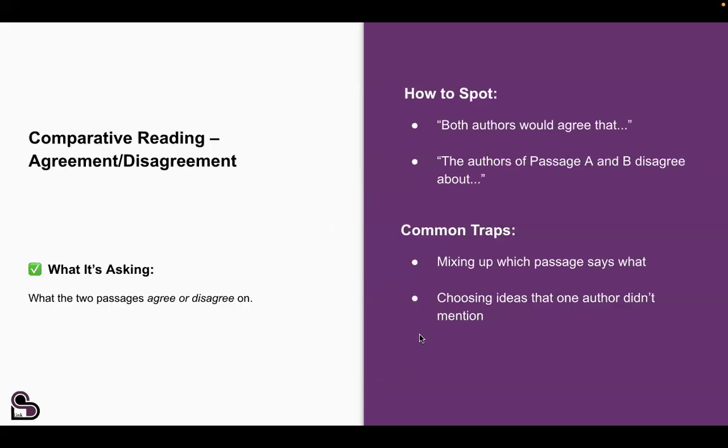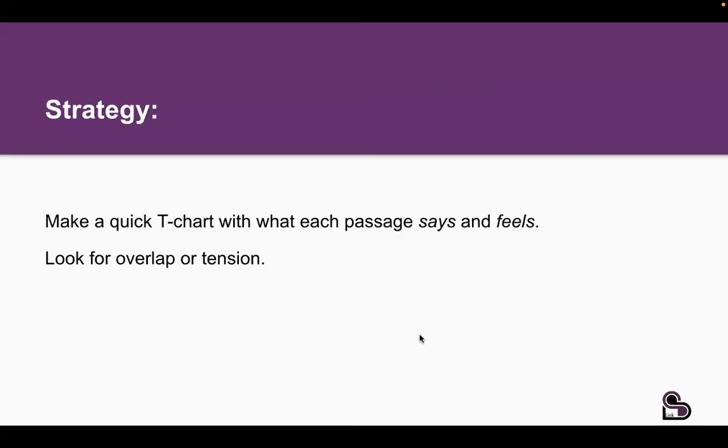All right, comparative reading, agreement and disagreement. What they're asking: what the two passages agree or disagree on. How to spot them? Both authors would agree that... The authors of passage A and passage B disagree about... Common traps are mixing up which passage says what, and choosing ideas that one author didn't mention. The strategy: make a quick T-chart with what each passage says and feels. Look for overlap or tension.